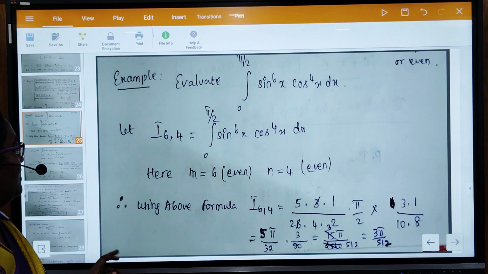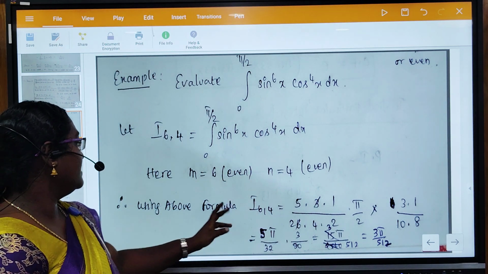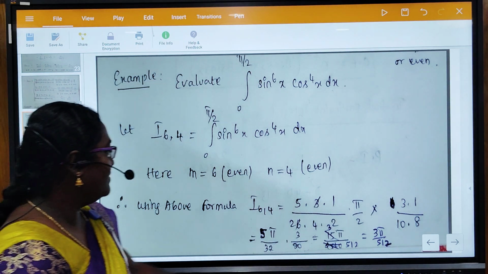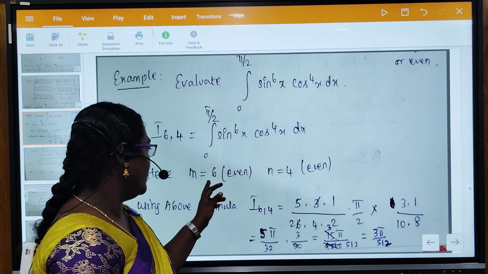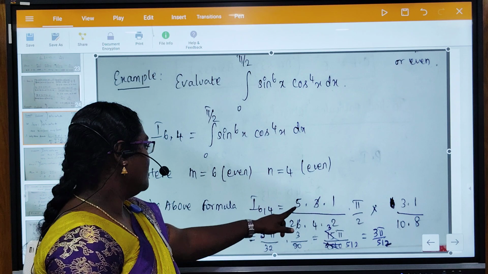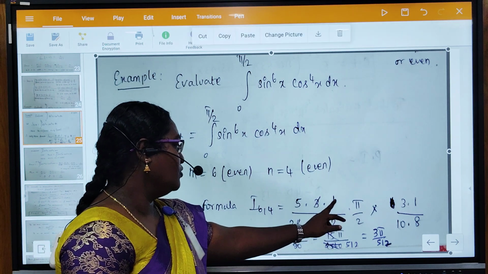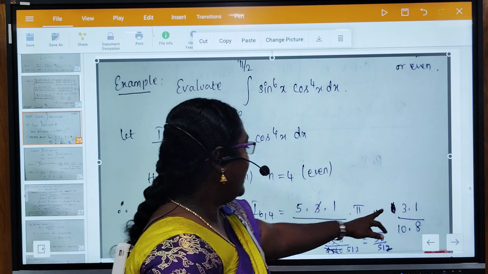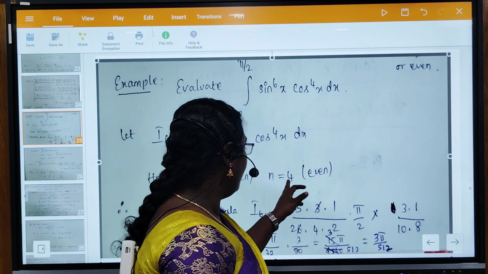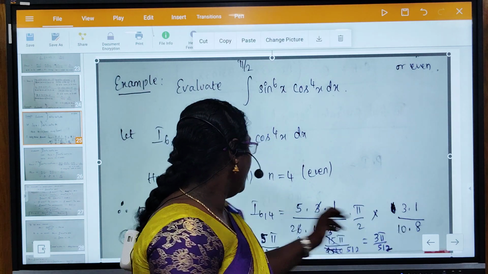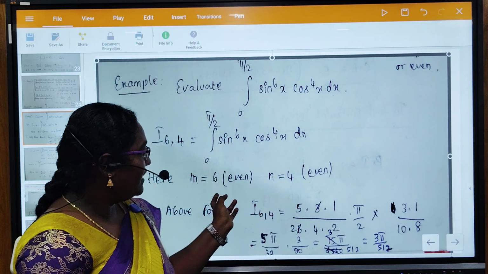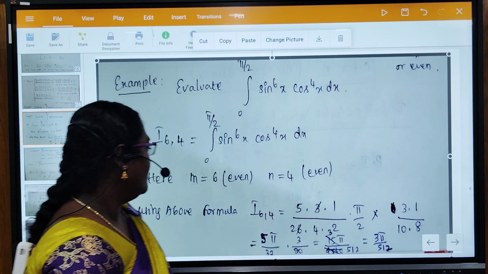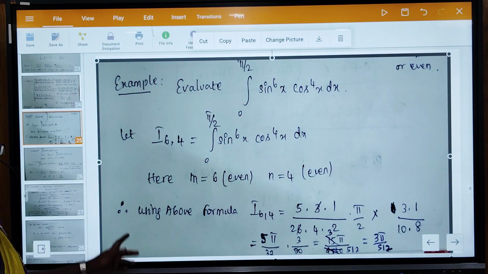Using the formula, we will be substituting, and we will get this. Here m is equal to 6 and n is equal to 4. So when we substitute in the formula, m minus 1 by m, so 5 by 6, 3 by 4, 1 by 2. Once 1 by 2 comes, we will be substituting 5 by 2. For n, it is n minus 1 by m plus n, so 3 by 10. Again n minus 3 by m plus n minus 2, it is 1 by 8. So when we settle it, we will get this.